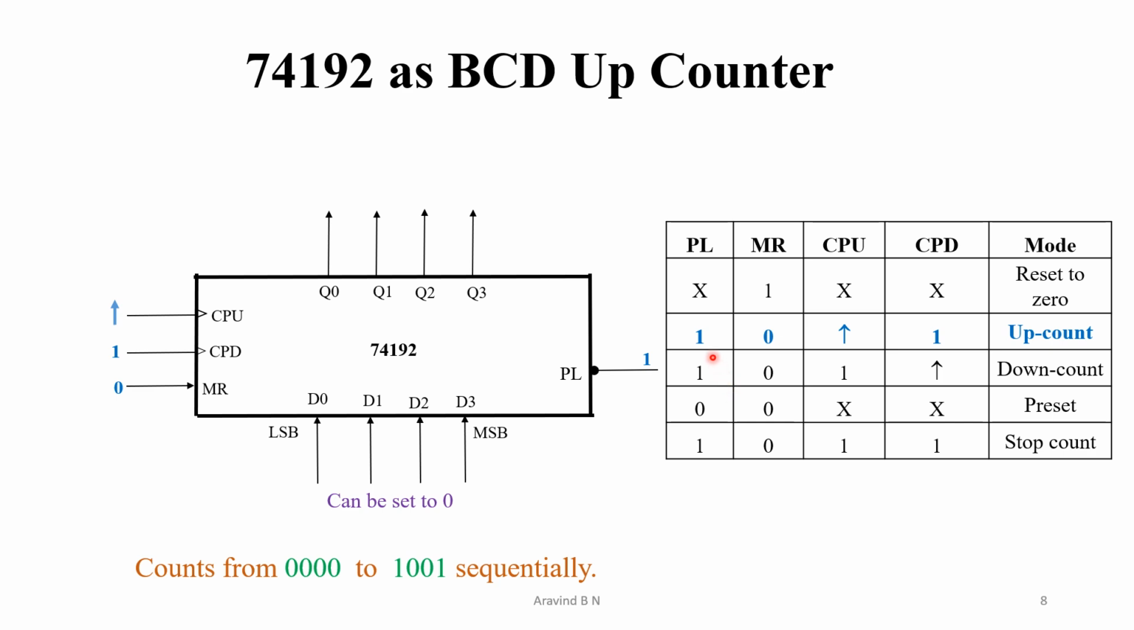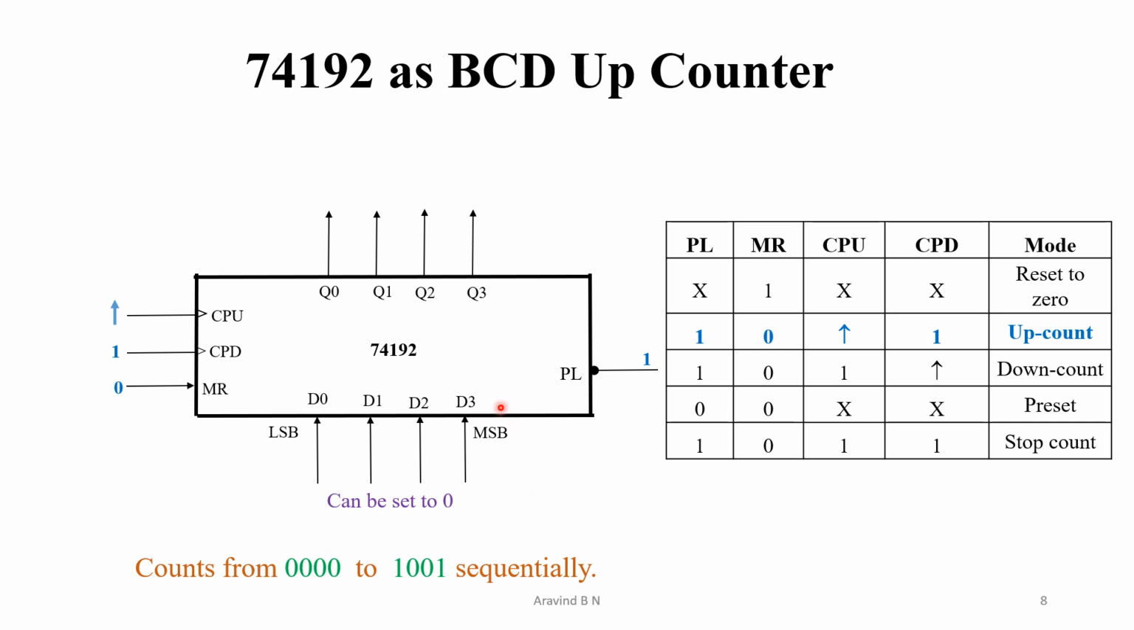With respect to the mode table, we are at this particular state, upcount operation: parallel load 1, MR 0, CPU clock up is enabled, and CPD is connected to VCC, then the upcount operation is going to happen. This is for the configuration. We have nothing to do with D0 to D3. The option is you can keep it connected and feed any value, or set it equal to 0, or you can leave it as open circuit, it doesn't matter.